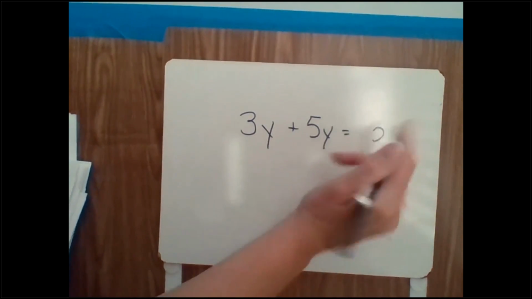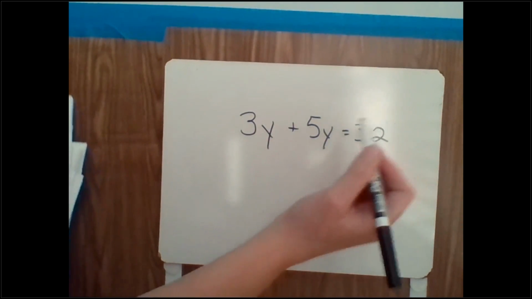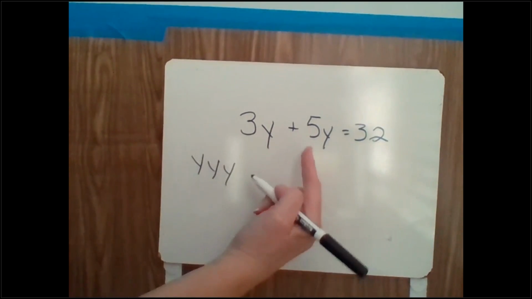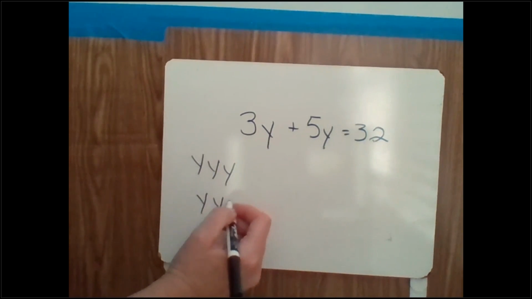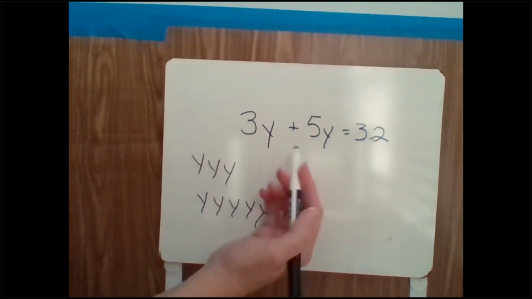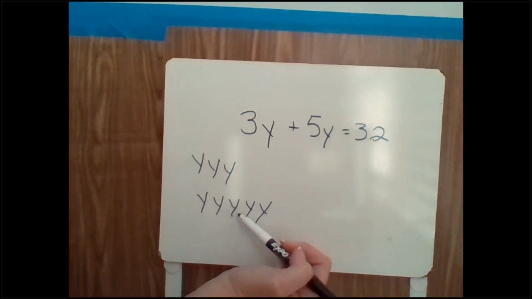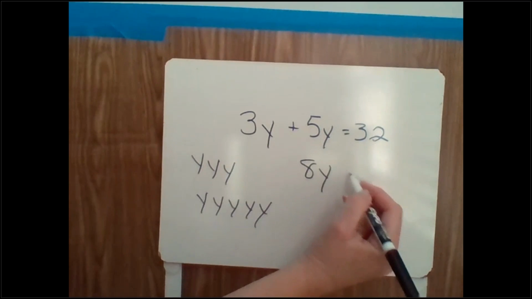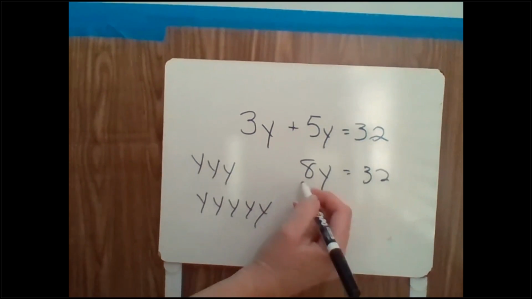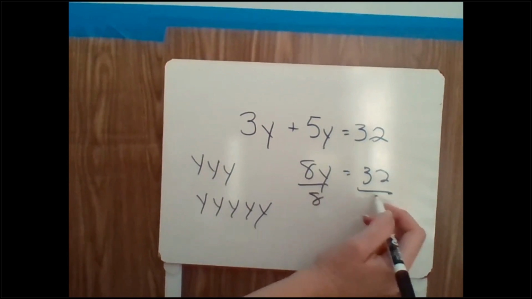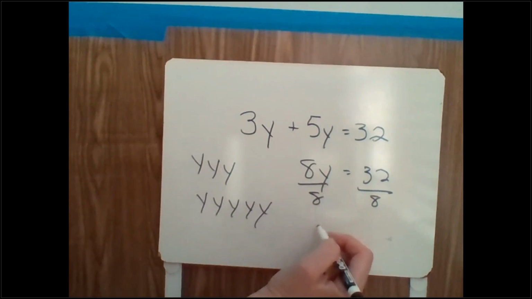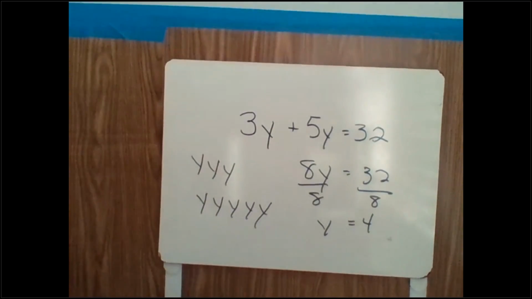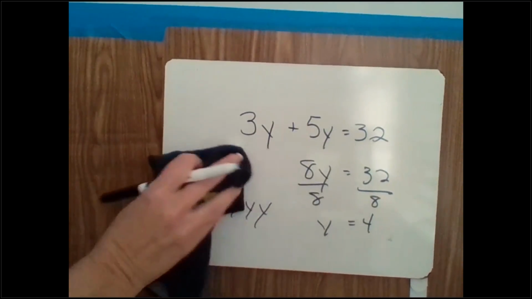This literally is like the letter y 3 times, and 5y is like the letter y 5 times. So if I've got 3 y's plus another 5 y's, I have a total of 8 y's, and that's going to equal 32. Undo my multiplication by dividing. That leaves me with y equals 4. That is as difficult as they get in this packet.